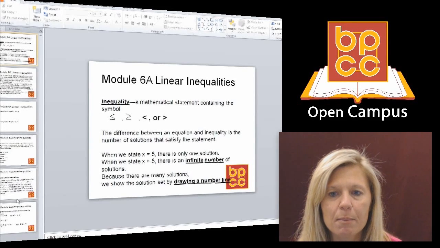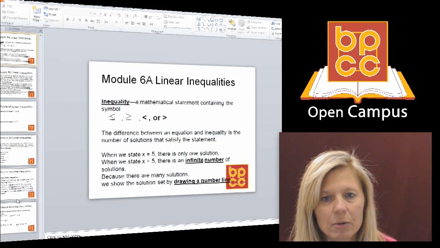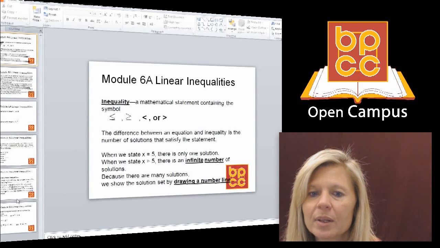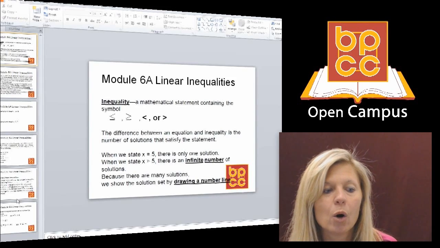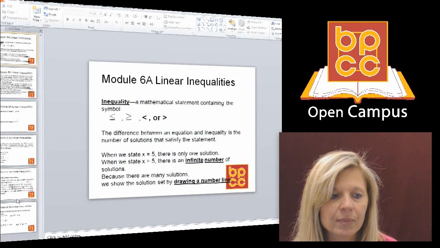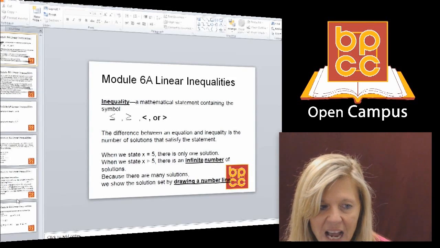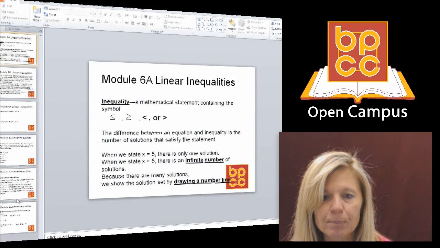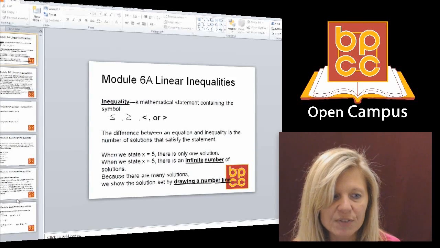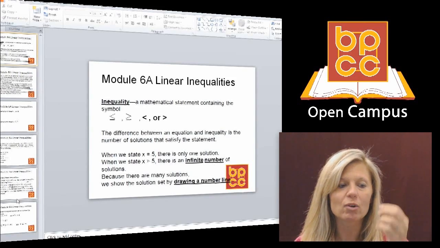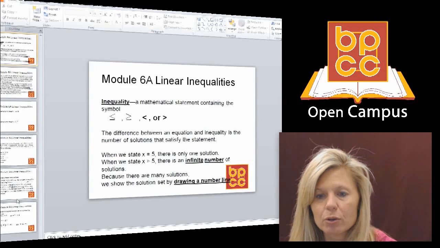An inequality is a mathematical statement that contains one of these 4 symbols: less than or equal to, greater than or equal to, less than, or greater than. Okay, there's a big difference between working with an inequality than working with an equation. As we've seen in the past 5 modules, when you solve an equation, you get a solution. And if it's a linear equation, we get one solution, such as x equals 5. We also saw if it's quadratic equation, we can get 2 solutions.